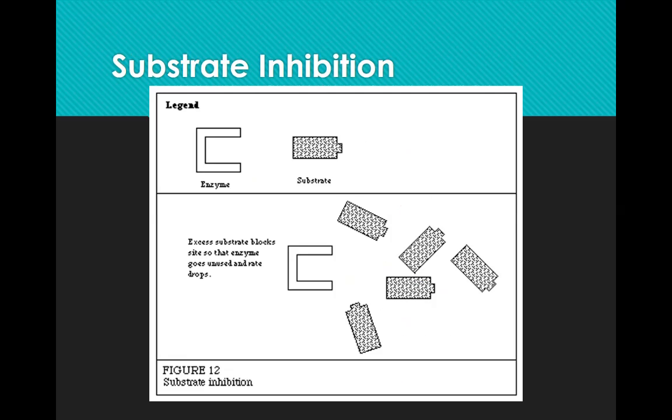And the last one is what we were talking a little bit about with the rate, and that's what's called substrate inhibition. You just end up with so much substrate that it overwhelms the enzyme, and they're all kind of bumping into each other, and none of them are able to actually fit into the active site of the enzyme to allow the chemical reaction to occur.